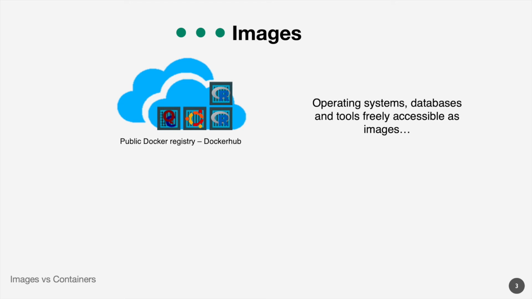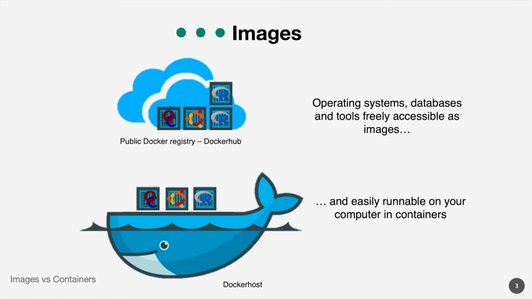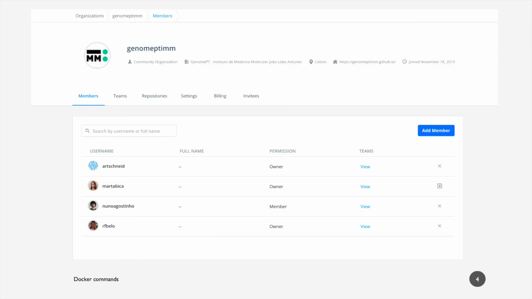Docker Hub is a service provided by Docker for finding and sharing container images. Here you can find public images for many applications, from operating systems to bioinformatic tools, for example. Docker images developed and or tested by the GenomePT-iMM team can be found at the GenomePT-iMM Docker Hub organization. You can find the link for this organization in the video's description.